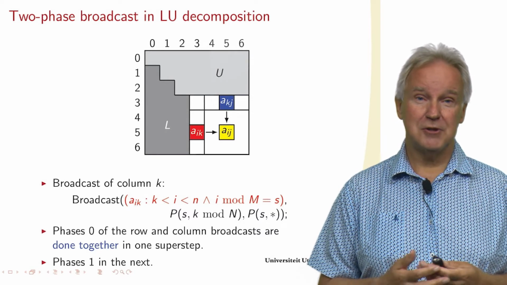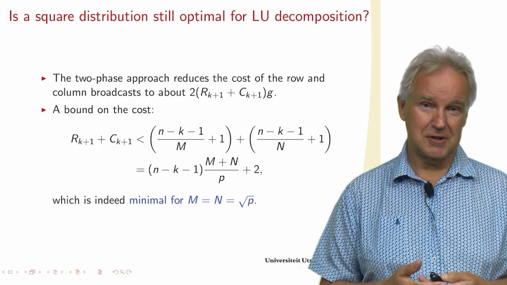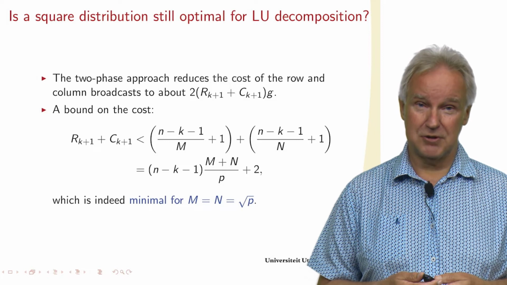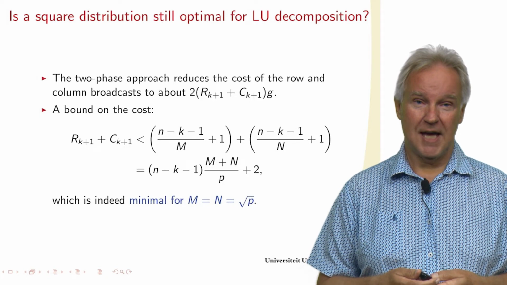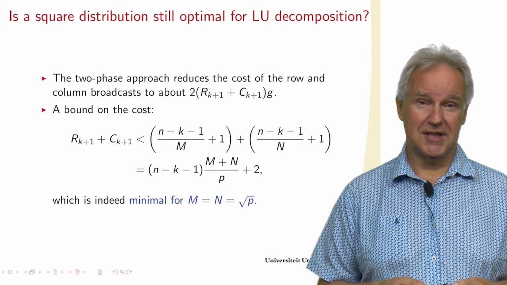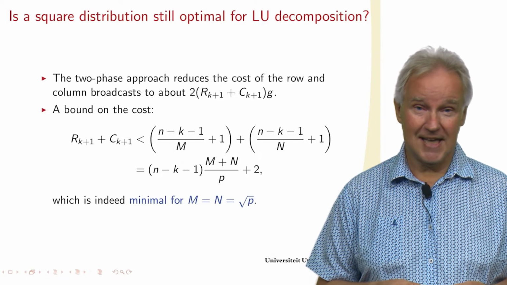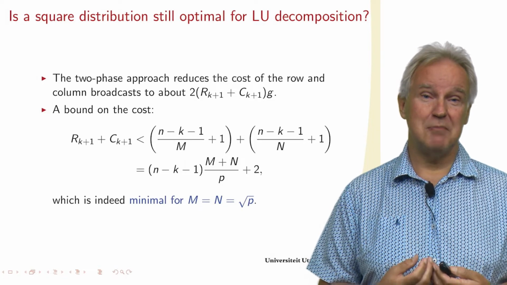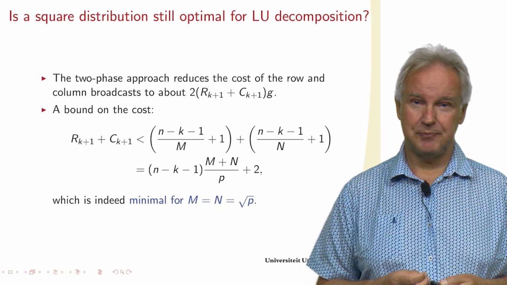So what do we get then? Then we have a cost which reduces to the cost that was for the receiving, and that cost is 2 times r_(k+1) plus c_(k+1) times g. We can bound this cost, and by a similar technique as we've seen before, we see that we have an upper bound which involves m plus n divided by p, and this is minimal again for a square distribution, which is nice because then also for this improved algorithm we still have that the square distribution is optimal.